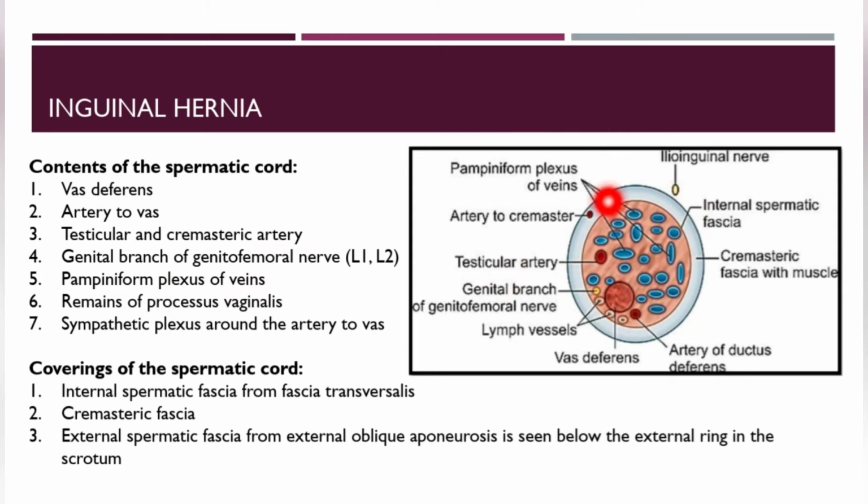About the coverings, from inside there is the internal spermatic fascia from the fascia transversalis here, the cremasteric fascia here, and the external spermatic fascia here outside, from the external oblique aponeurosis, and is seen below the external ring in the scrotum.